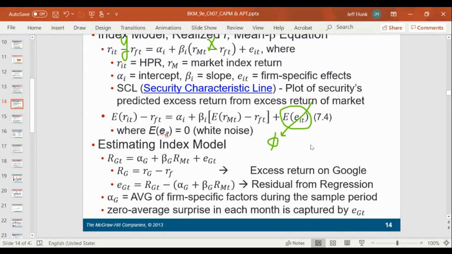In the world of the means, right? The error term, expected mean, expected residuals will become zero due to white noise. And then we can rewrite the index model this way because we already know this is excess return, excess market return, right?